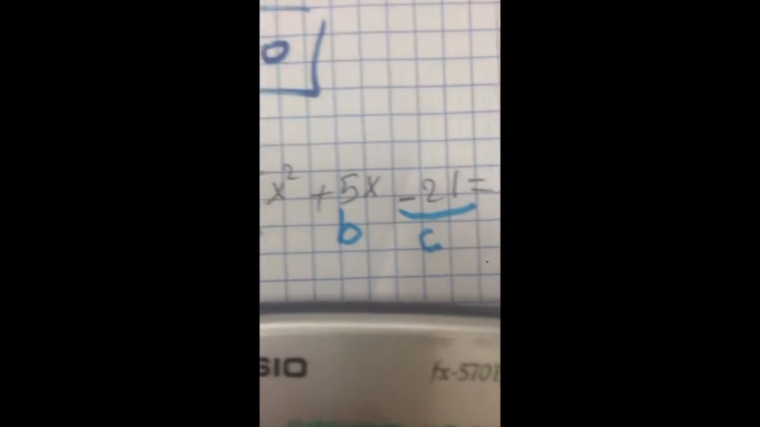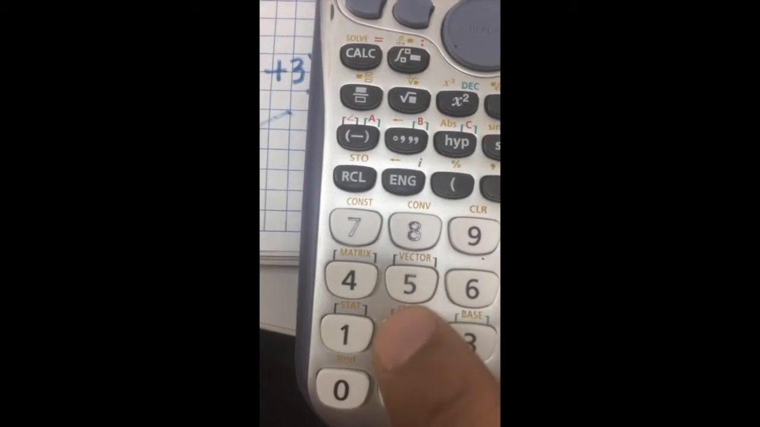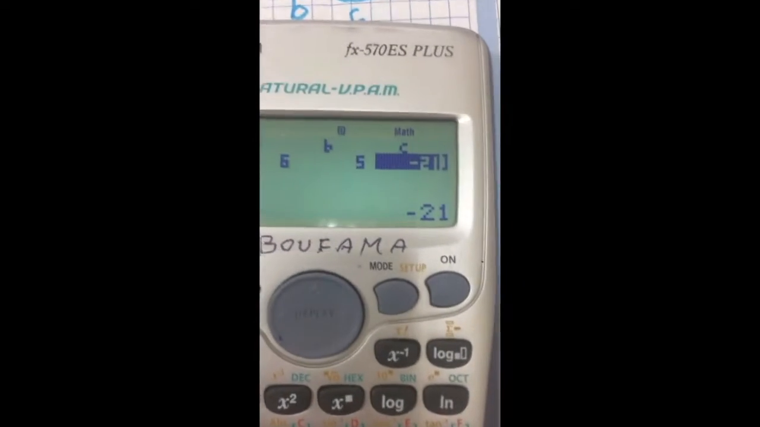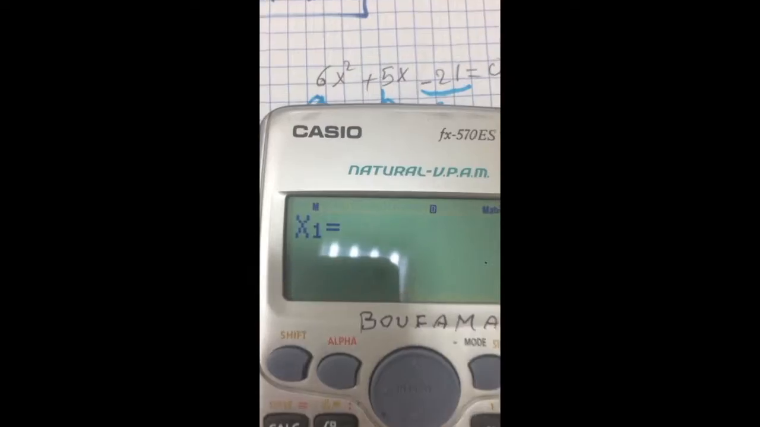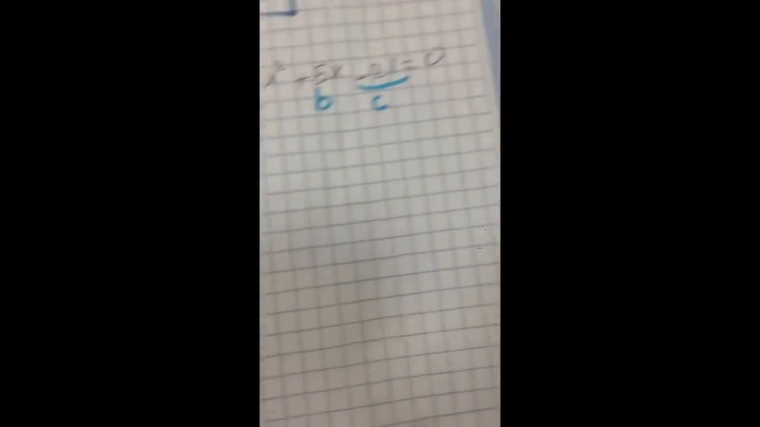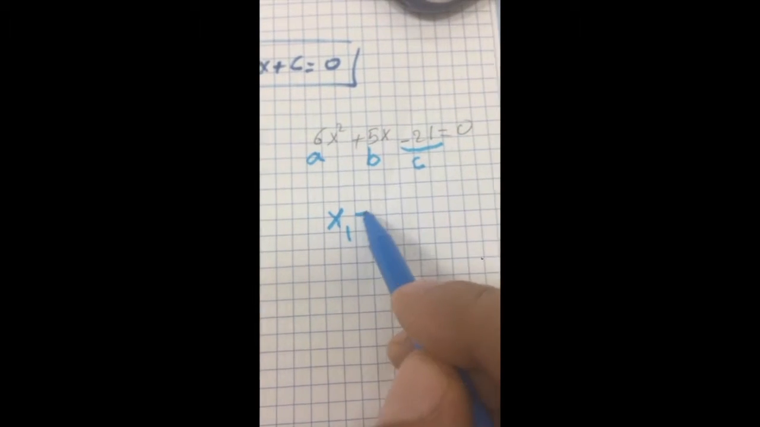Now we enter the value of c. As you can see, a, b are 6 and 5, and the value of c is negative 21. So negative 2, 1, equals. Then here we are, we entered the coefficients, equal again to get your solution. First solution is 3 over 2. So x1 equals 3 over 2.